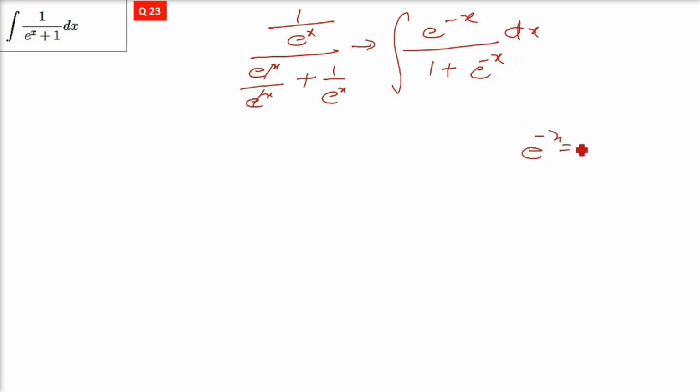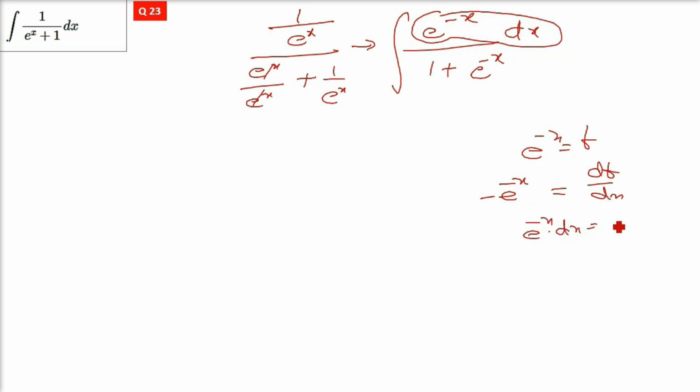That's very obvious now, because in the previous question, if you followed it, this is dt by dx, e raised minus x. Differentiation of negative x is going to be negative 1. So we need e raised minus x into dx. So when you cross multiply, e raised minus x into dx is equal to negative dt, and the numerator is going to be negative dt. So negative comes here, dt, and 1 plus e raised minus x goes in the denominator, 1 plus t.